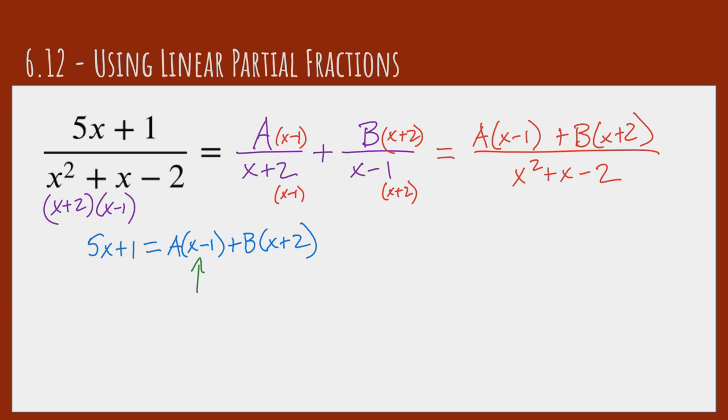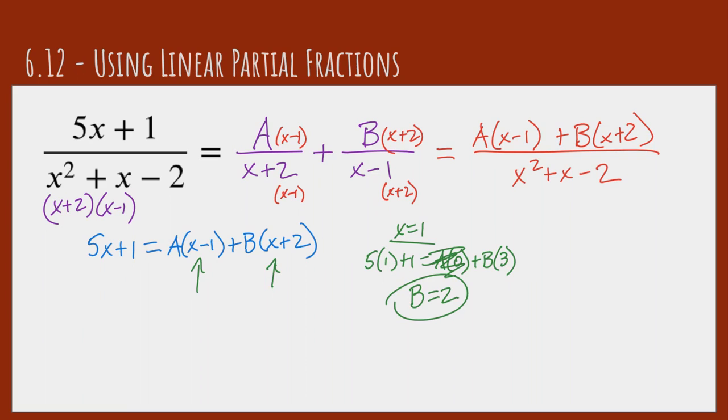So what I'm going to do here is I'm going to choose a value for x that's going to make that first term equal to 0. So if we choose x equals 1, then this right here is going to be 0, and that's going to make it really easy to solve for b. So when we plug 1 in for x, we're going to have 5 times 1 plus 1 is equal to a times 0 plus b times 3. Okay, so I plugged 1 in for x. I get this equation right here, and the a times 0 is gone. So we have 6 equals 3b, and we get b equals 2. So that tells me then that this right here has to be a 2.